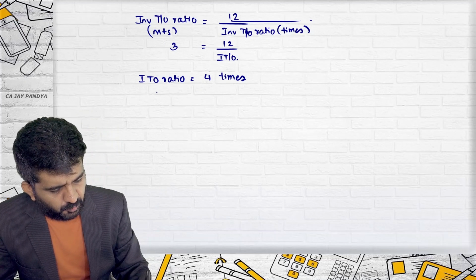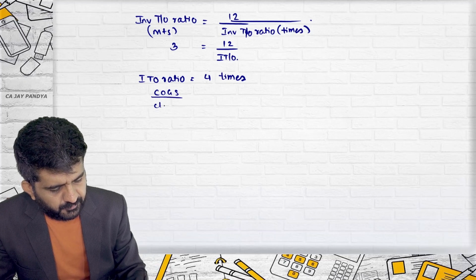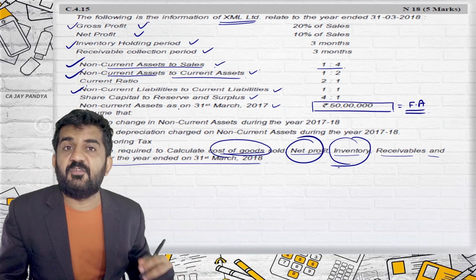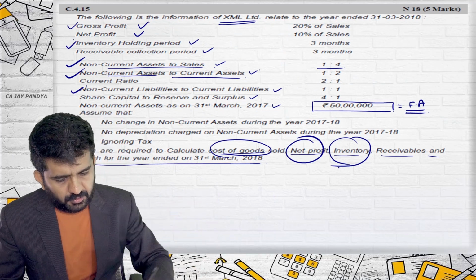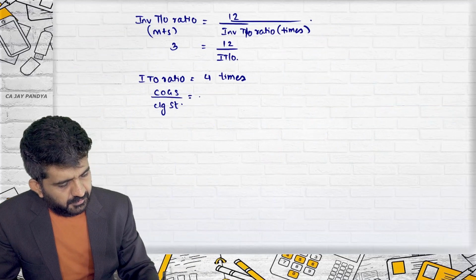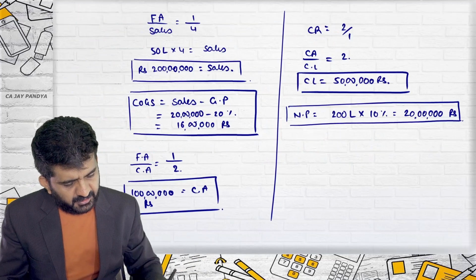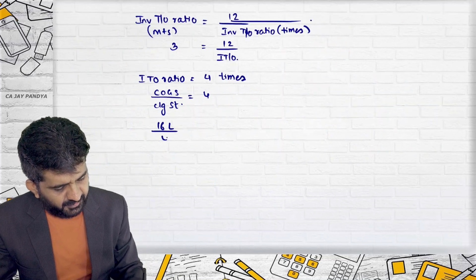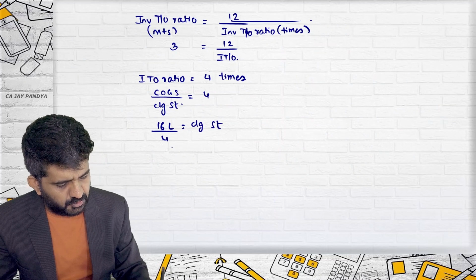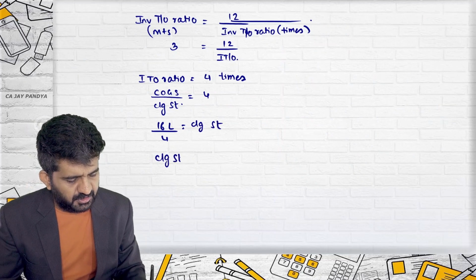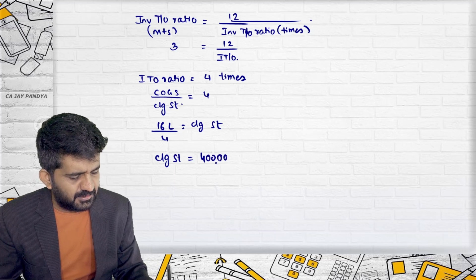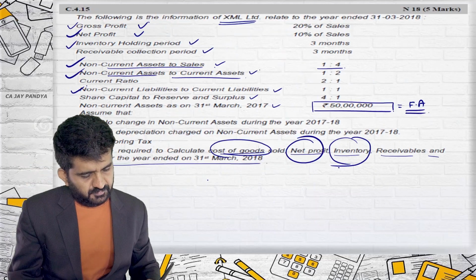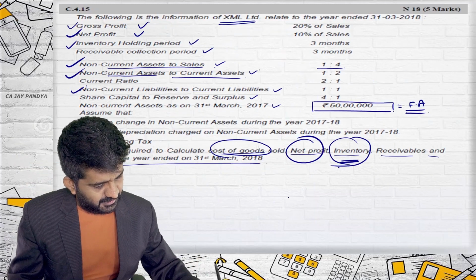What is inventory turnover ratio? COGS upon closing stock. There is again no information of opening and closing stock, so I am taking it as closing stock. It is equal to 4. COGS we are knowing? Yes, it is 160 lakhs. 160 lakhs divided by 4 is equal to closing stock, which will be 40 lakhs. I don't know if it was asked or not, but yes, it is asked: inventory.